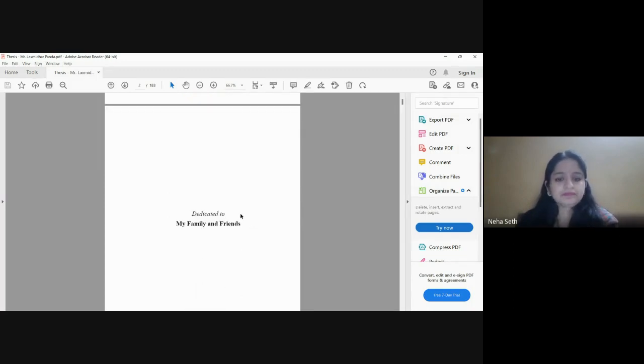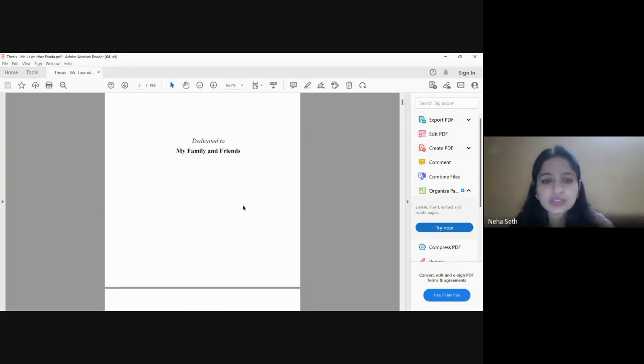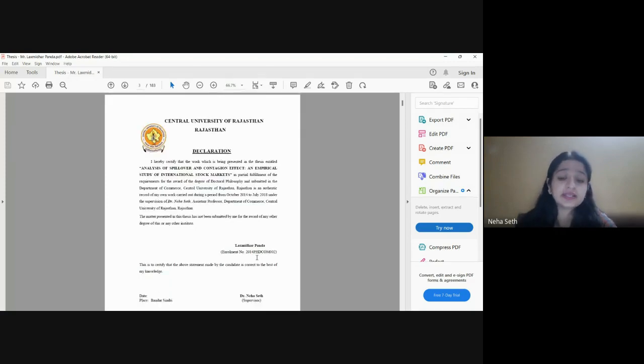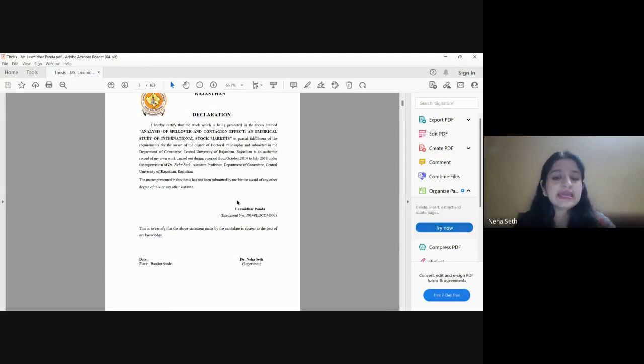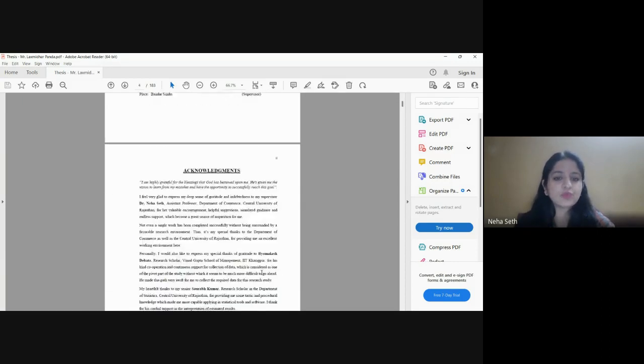Again, this was optional; it was his wish to mention this. This is the declaration that I talked about, that this is his own work. He has not copied this work. It's a record of his own work carried out during the time period for which he worked under my supervision, and the matter of this thesis is not submitted for the award of any other degree at any other institute. So he has not submitted this piece of work anywhere else. He has signed this, and I have also acknowledged this as a supervisor.